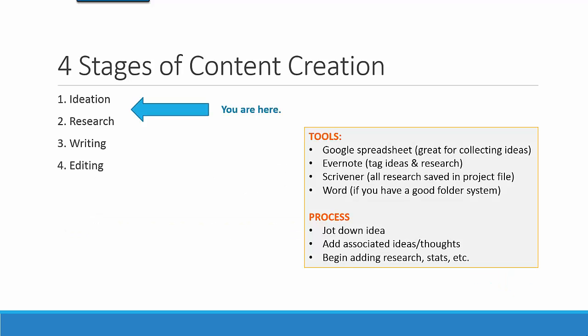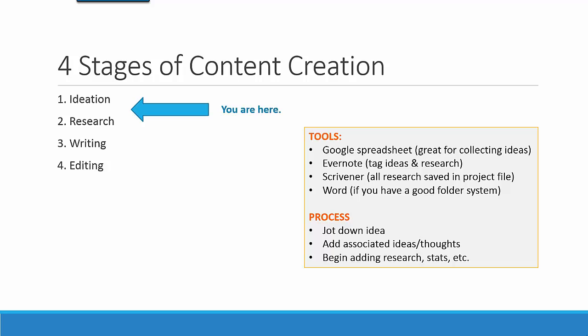Now there are 4 stages of content creation. You've got ideation, or coming up with ideas, researching those ideas, writing the article or other piece of content, and editing. What we're talking about is a combination of ideation and research. So we're at the top of this process.